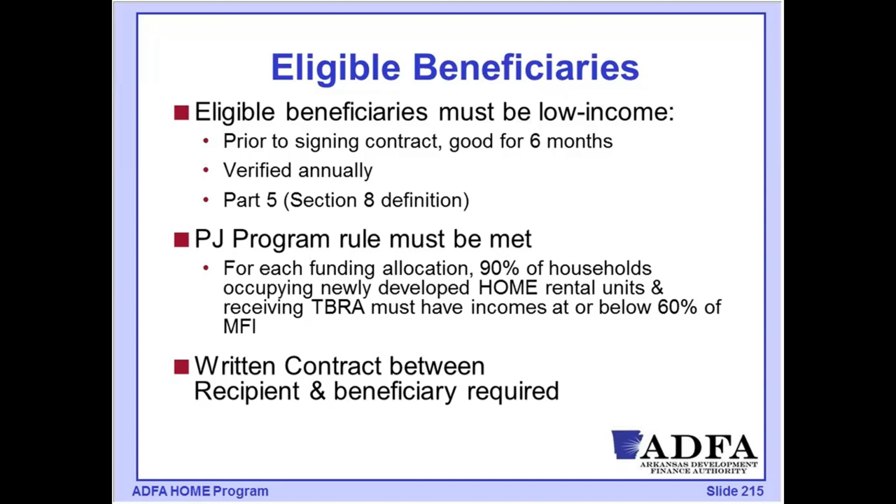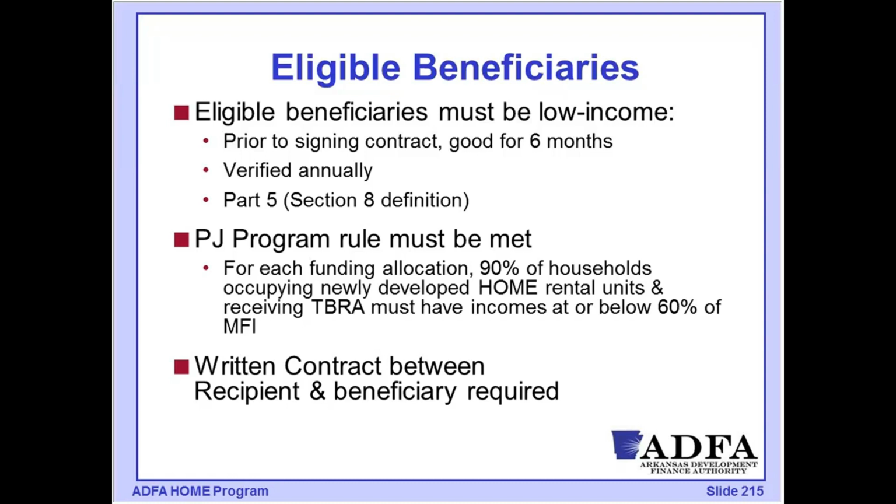Keep in mind that income certification is good only for 6 months. So if I have a list of applicants who provide income verification, I need to make sure that that income documentation is no older than 6 months at the time that I actually sign that contract with the household to be able to provide TBRA assistance. And then annually, we're going to re-verify their eligibility, and we would annually be resetting, based on that verified income, what their level of need or subsidy would be as part of that.